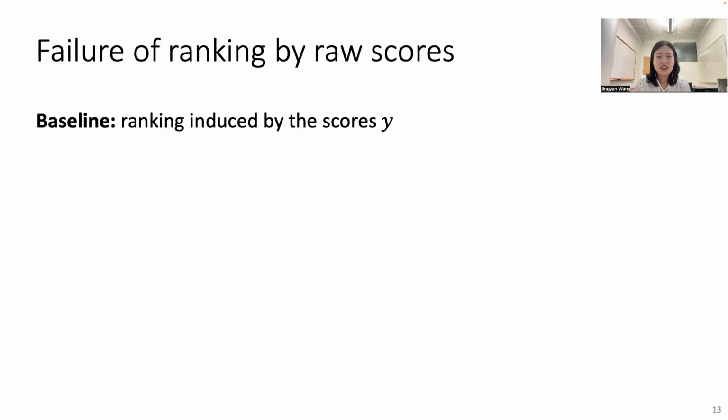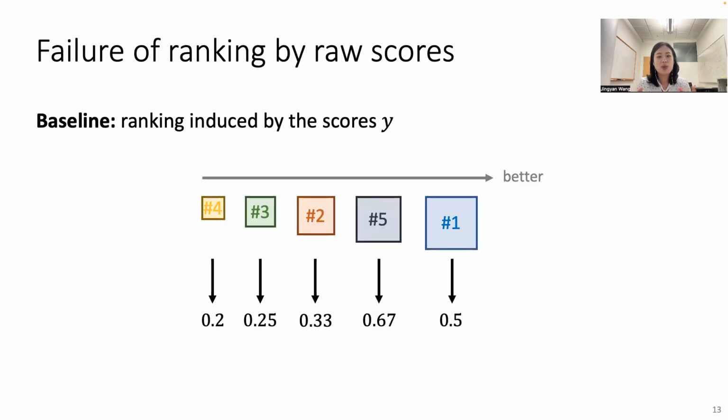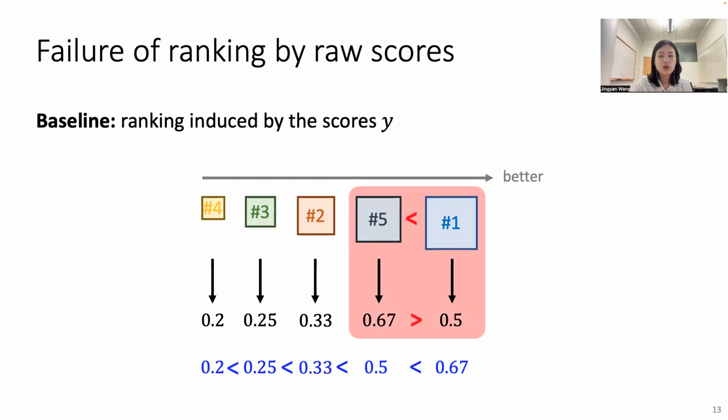We first consider a naive baseline, which is just to use a ranking induced by the scores. This means we collect the scores for the items and sort these scores in increasing order. That's the order we give to the items. This is also what's happening in competitions. We've already seen the problem with this approach, which is that the scores are not consistent with the true ranking.